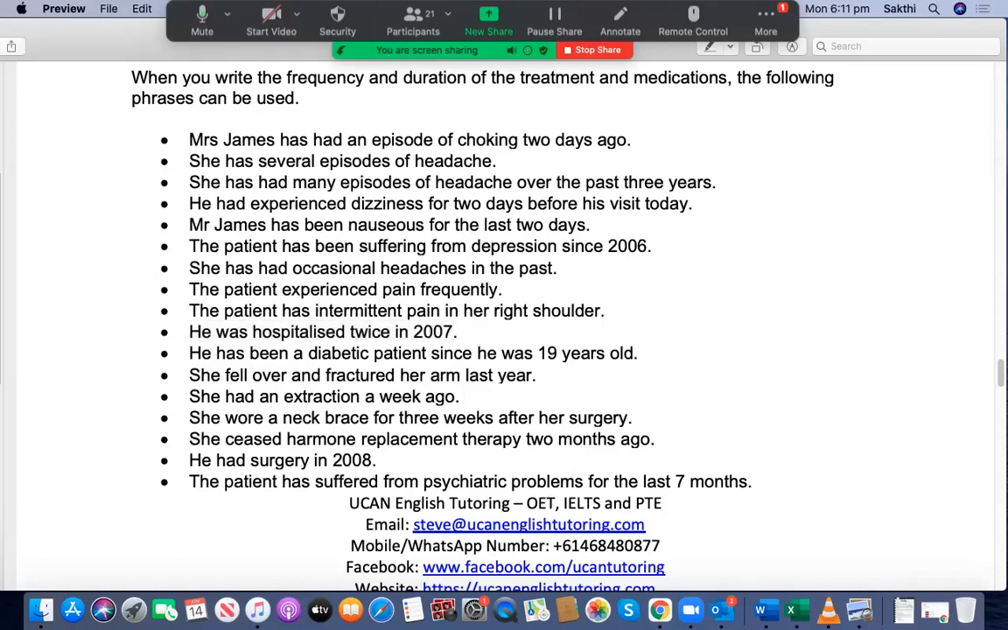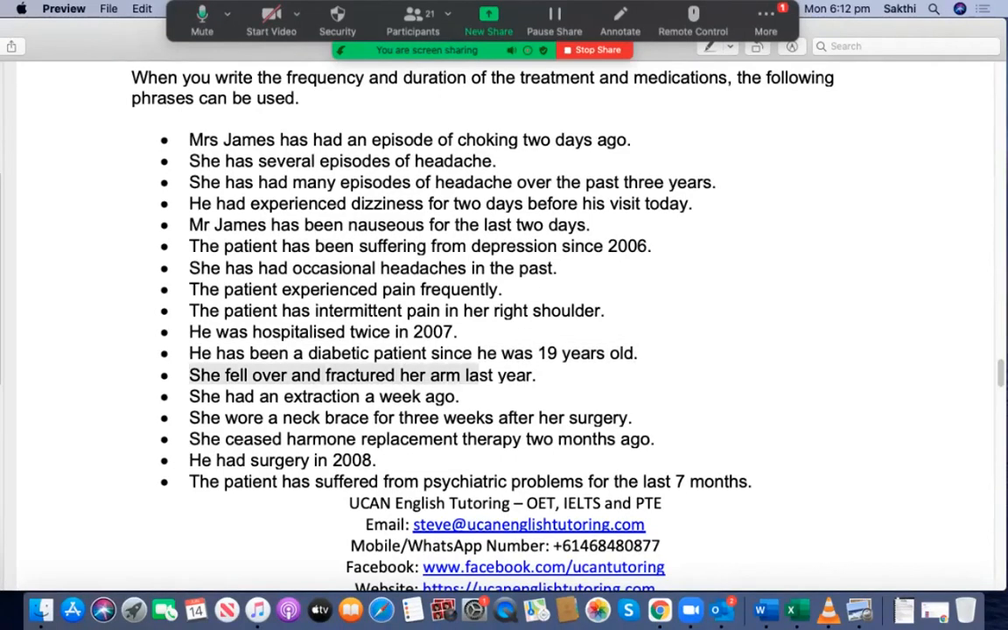All right. And see this one. He has been a diabetic patient since he was 19 years old. This is also a time. Look at this. He was 19 years old. Okay. It is not for the last 19 years. If he has been a diabetic patient for the last 19 years, you need to write down for the last 19 years. But this was a specific time. So when he was 19 years old, it was a specific time from there. From then, he has been suffering from this diabetes. Okay, diabetes mellitus or so on. Okay. Look at this one.